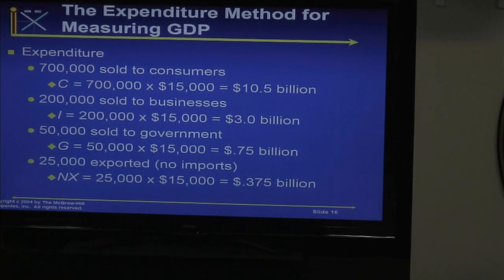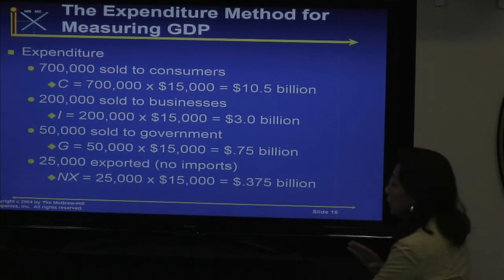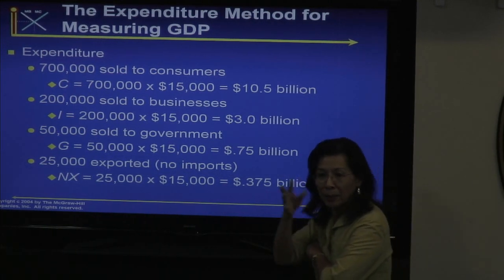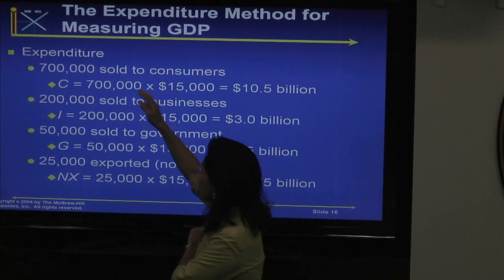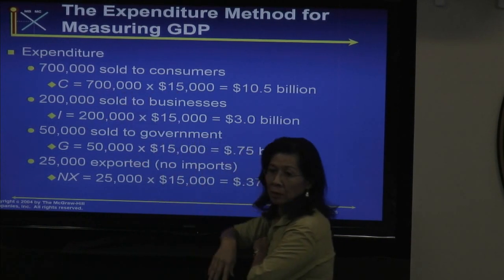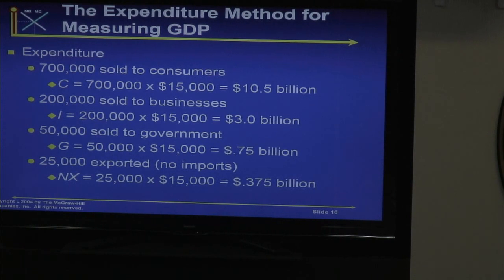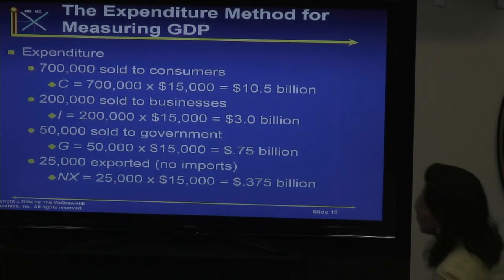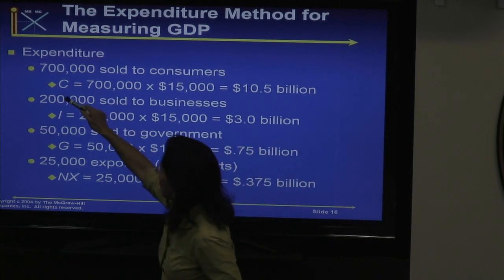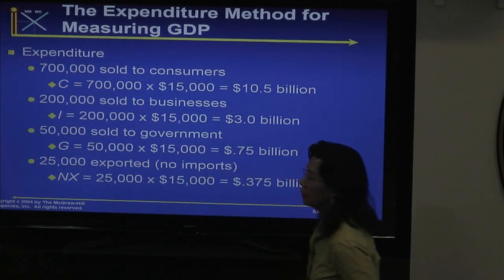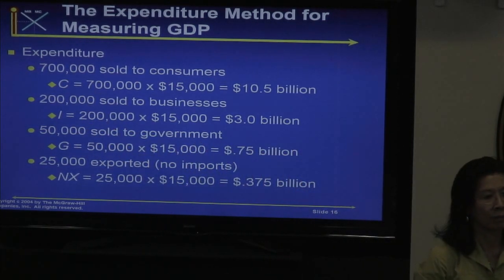I would like you to do a quick calculation in your head, or you can use a calculator if you want. What's missing? We didn't use up all of them. 75,000. So if you add up these numbers, 700K, 200K, 50K, 25K, what do you have?